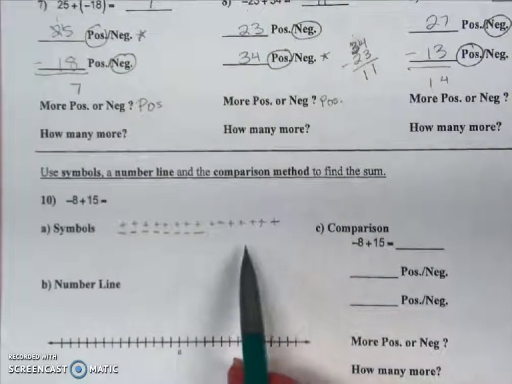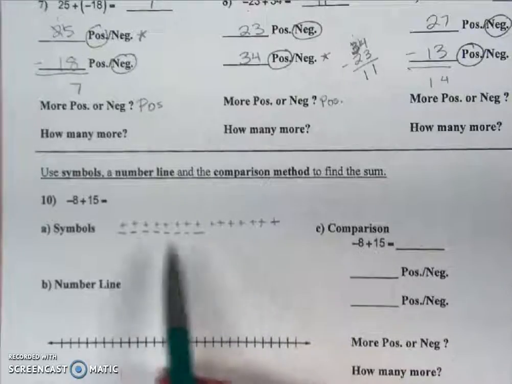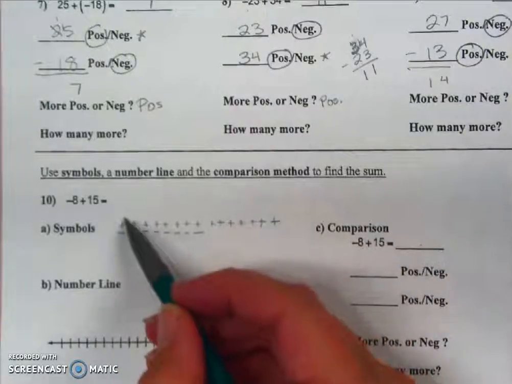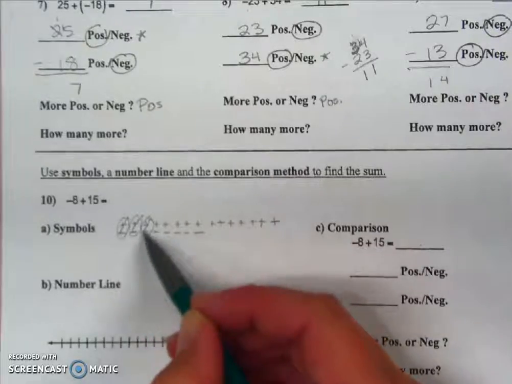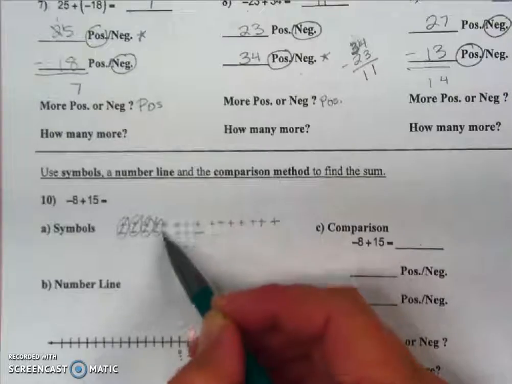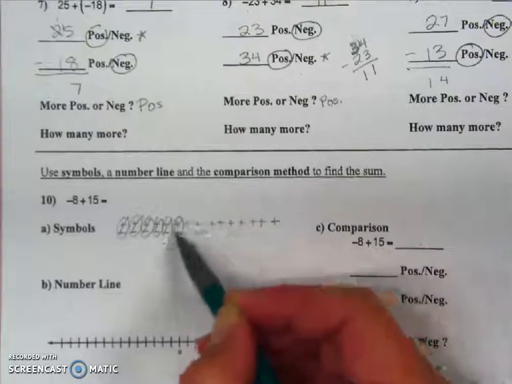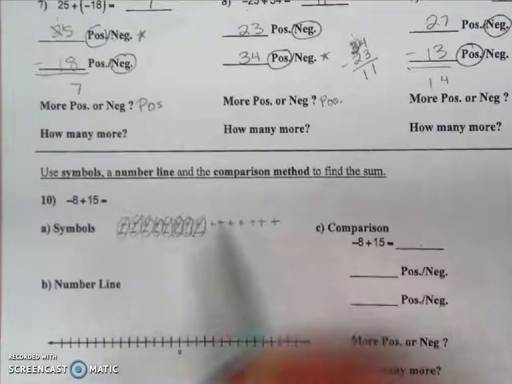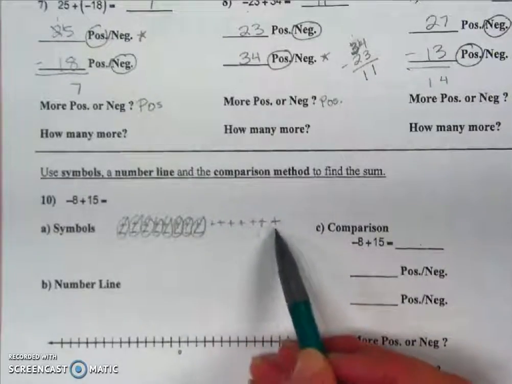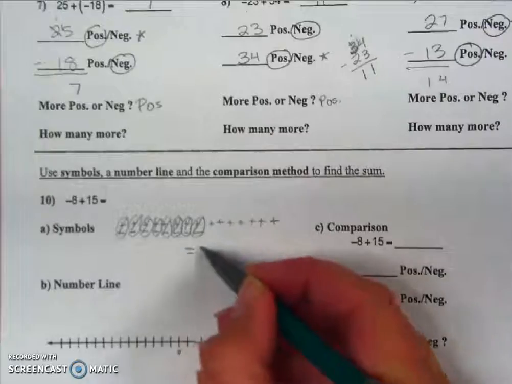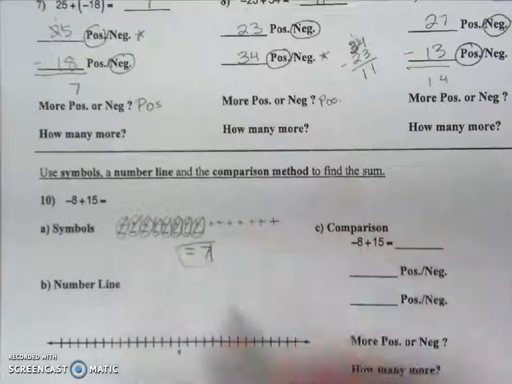I definitely have more positives than negatives. So here we're going to be canceling out these additive inverses. These all cancel out. So how many 0 pairs do we have? We should have 8 0 pairs. Cancel all those 0 pairs out. And I have 1, 2, 3, 4, 5, 6, 7 positives left over. So my answer there would just be positive 7.